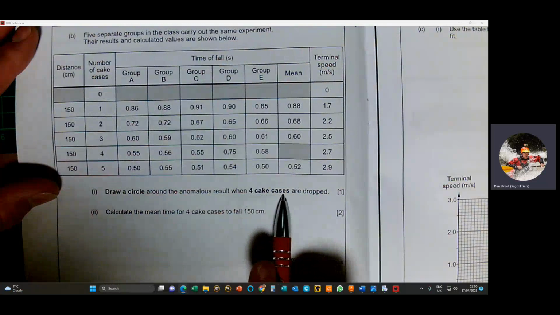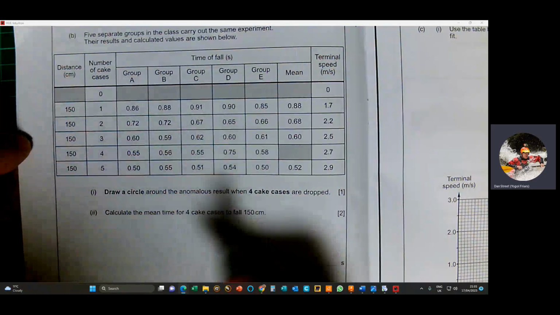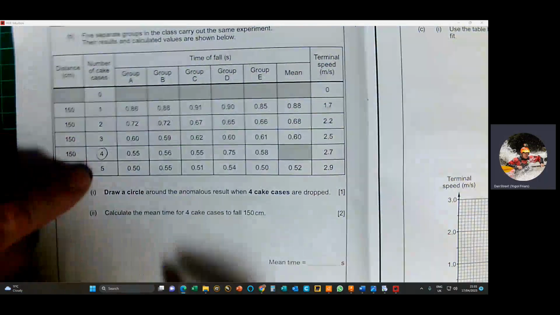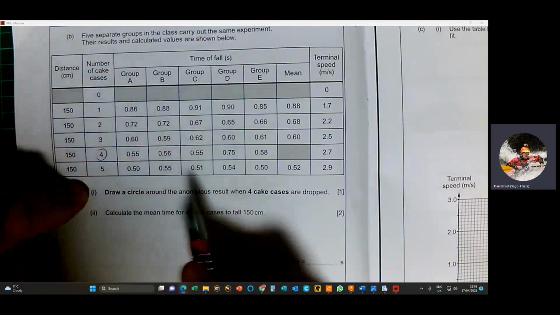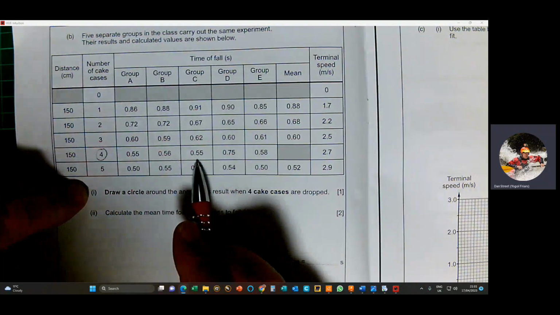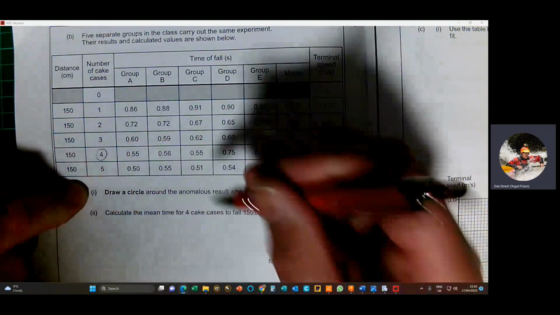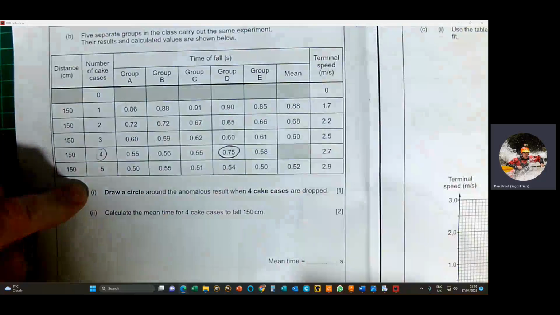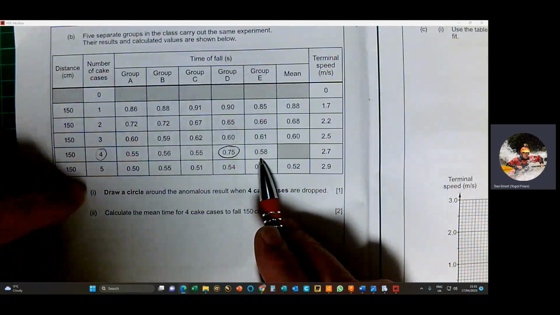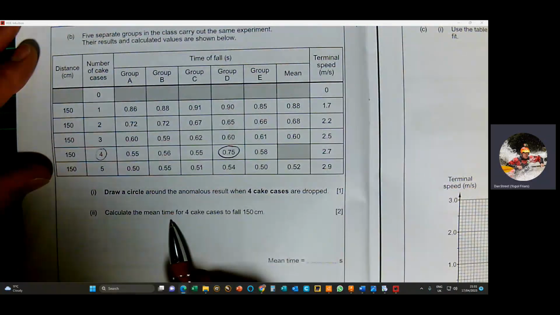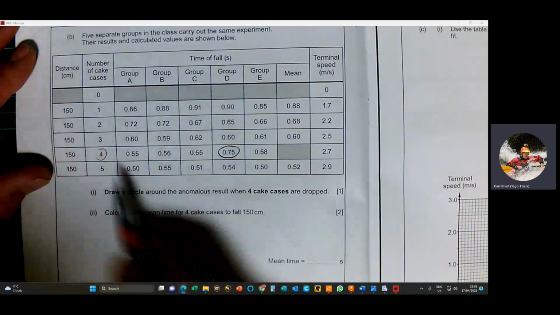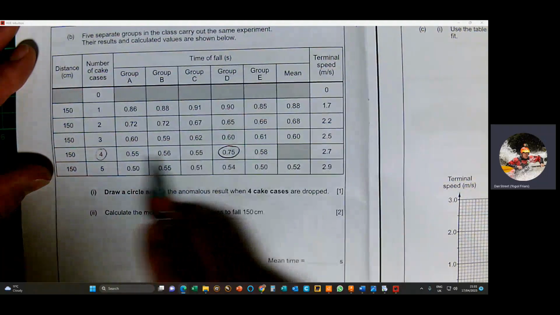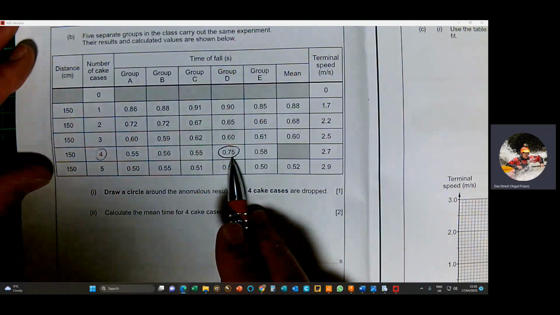So we first of all need to identify what this means. It's in bold. Okay, so 4 cake cases is this row of data here. It's asking us for an anomalous result, and of course that is one that's out of place. So we've got 0.55, 0.56, 0.55, 0.75. Okay, so that one does look rather out of place. The next one is 0.58. The question then asks us to calculate the mean time for 4 cake cases to fall 150 centimeters. Now we need to calculate the mean of these numbers going across here, but having just identified an anomalous result, then we shouldn't use that in our calculation.